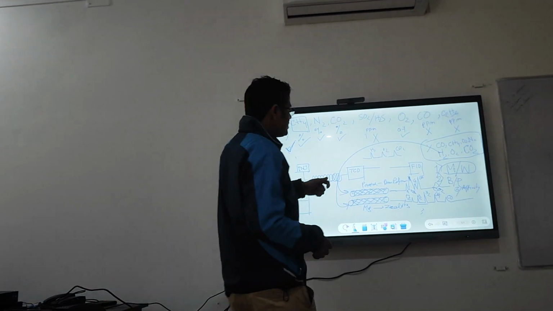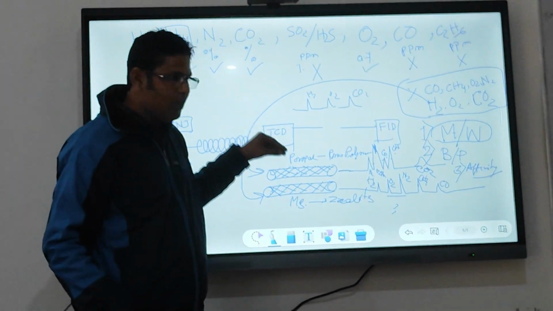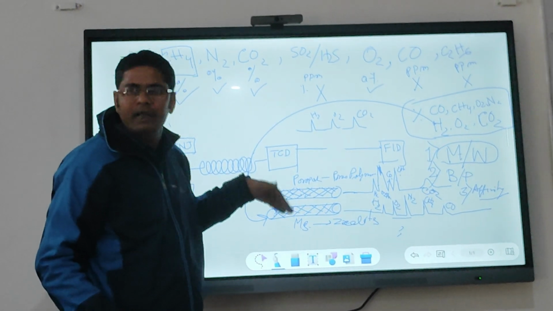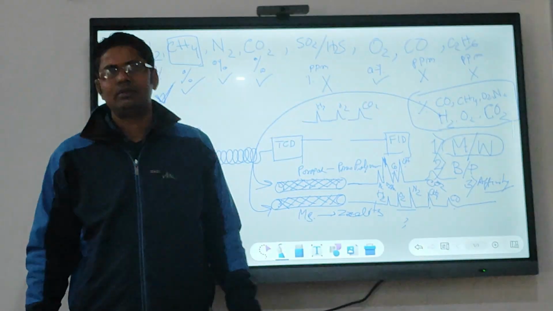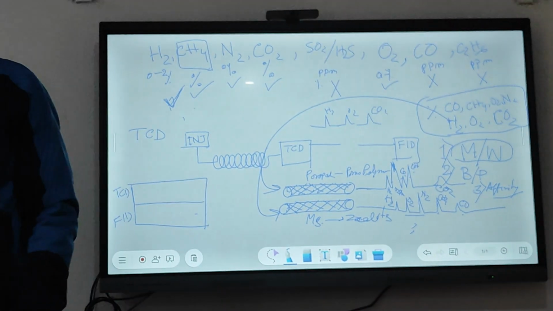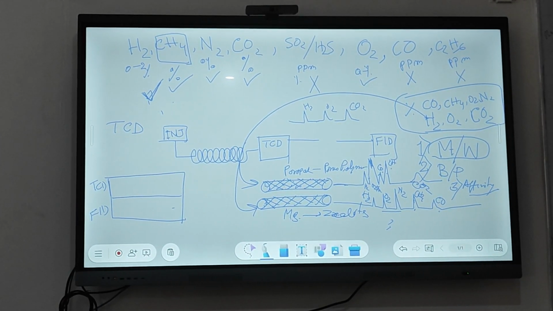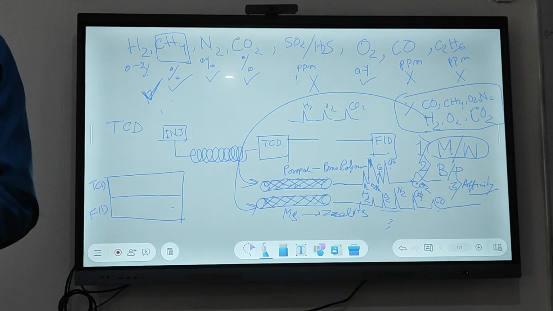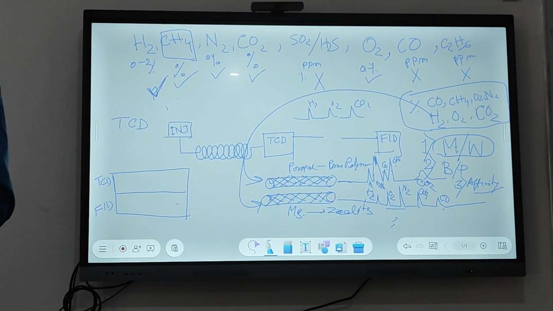But sometimes affinity will be there. Then same components, only I have changed the column. Now CH4 first, then CO. So it is very difficult to tell which components, that means it is very difficult to identify which components. Then you have to inject one by one single component to note down.